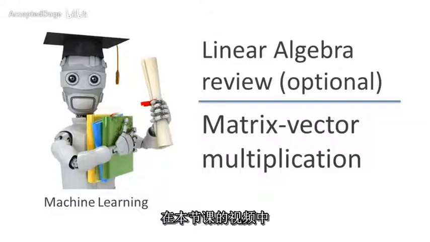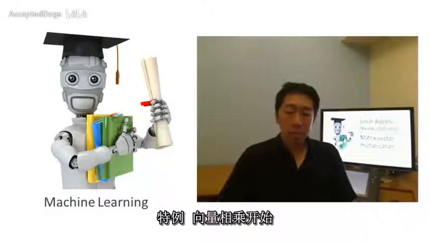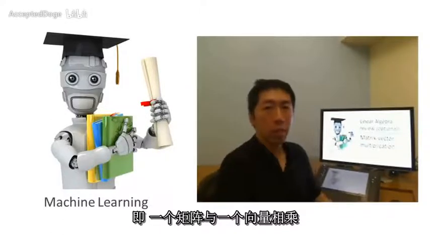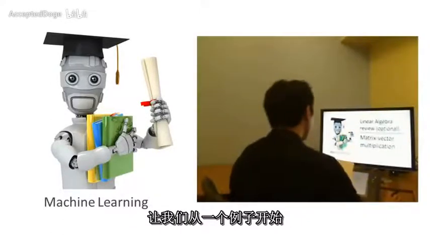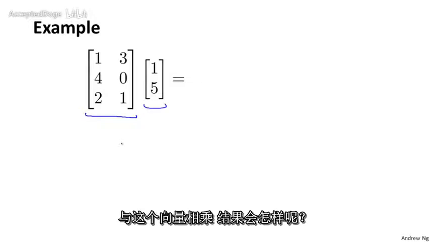In this video, I'd like to start talking about how to multiply together two matrices. We'll start with a special case of that, matrix vector multiplication, multiplying a matrix together with a vector. Let's start with an example. Here's a matrix, and here's a vector, and let's say we want to multiply together this matrix with this vector.